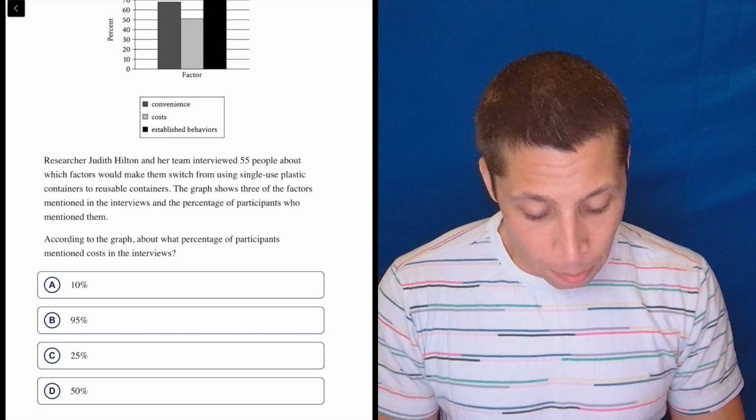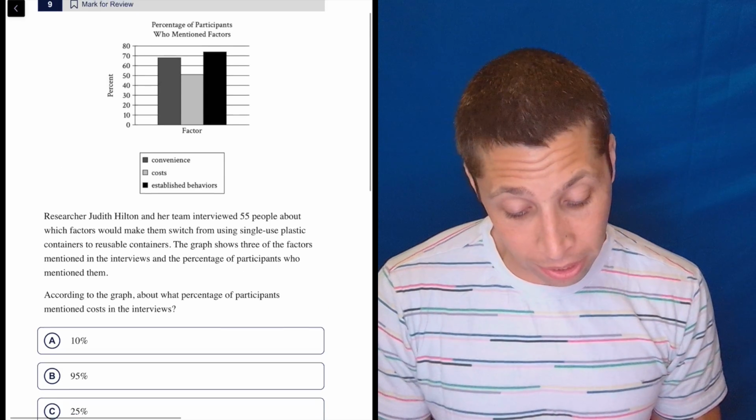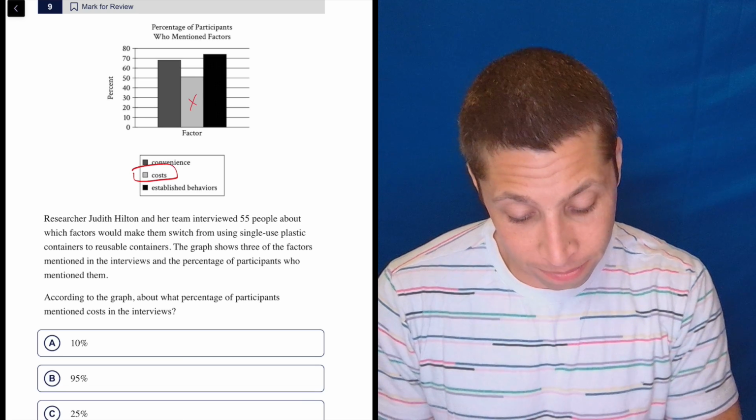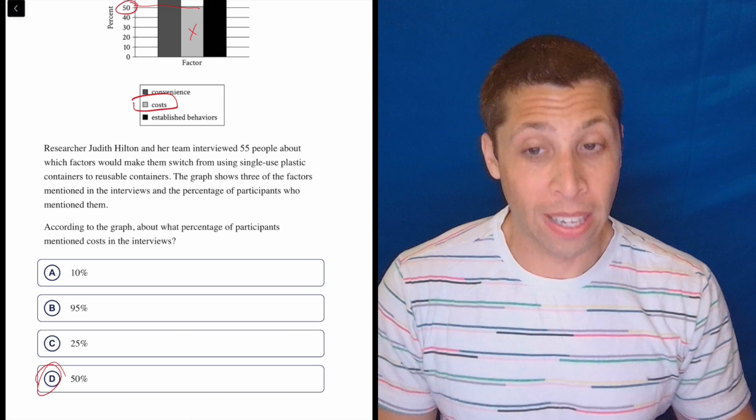According to the graph, about what percentage of participants mentioned costs in the interviews? So just kind of costs, that's the gray, so that's here. That looks like 50%. That's the answer. That's it. That's the whole thing.